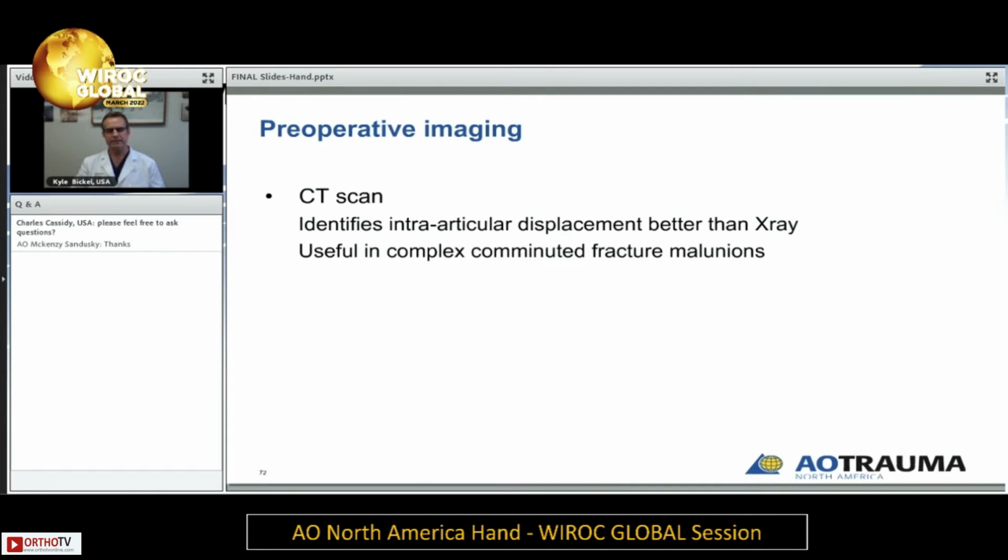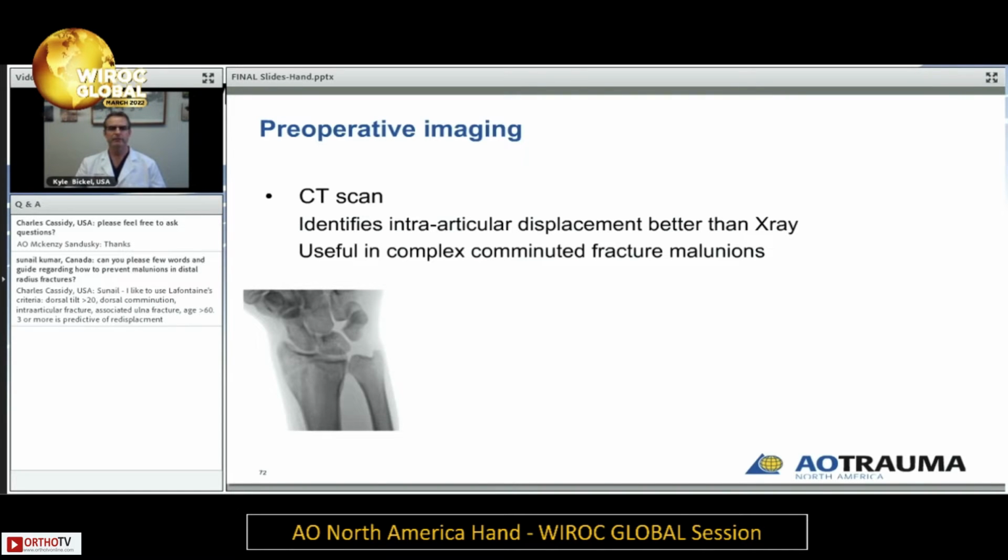In my hands, CT scan is really a critical element in evaluating almost every malunion that I'm considering reconstructing. The plain films often belie the three-dimensional nature of the deformity, and the CT scan can really give you a roadmap for reconstruction. It identifies intra-articular displacement much better than X-ray, and it's very useful in complex fractures where we have multiple displaced fracture fragments that have healed.